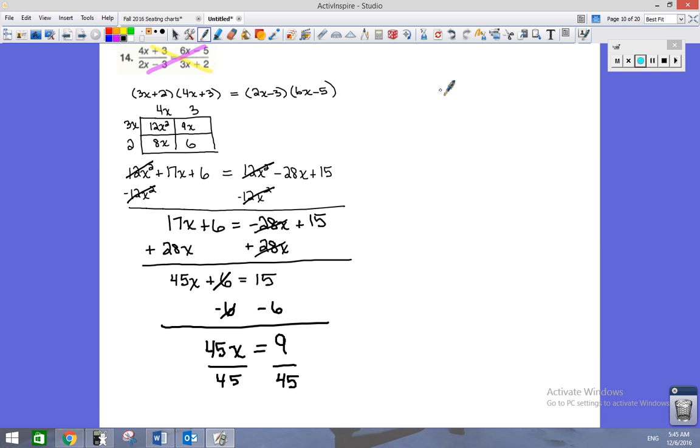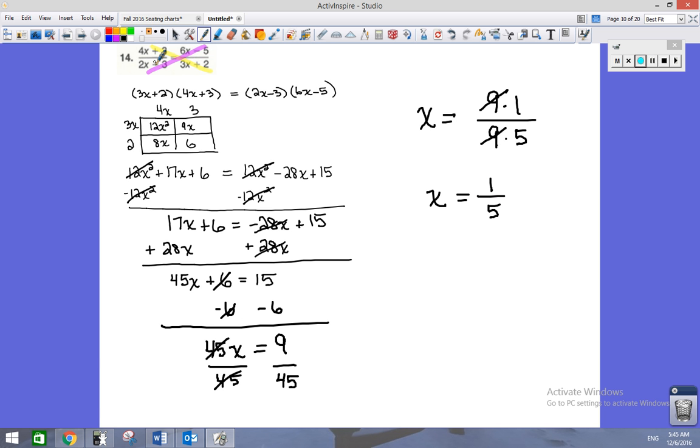let's continue up here. The 45 divided by 45 is 1. Let's write 9 as 9 times 1. And 45 is 9 times 5. 9 divided by 9 is 1. And we have a final solution of 1/5.